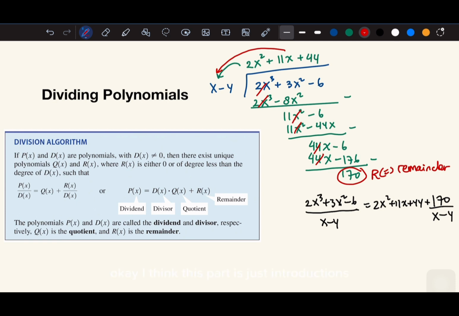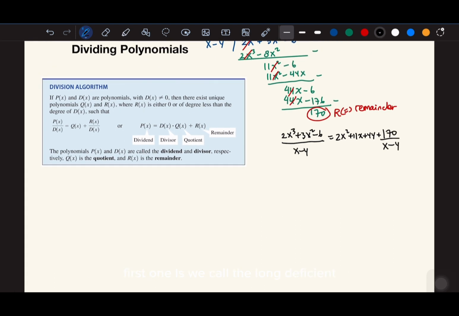I think this part is just introductions, not really important. The important thing is that when you do division, you can do it well. So we have two methods. The first one we call long division, which we have done here. But let me use more reasonable functions or equations that can be done.